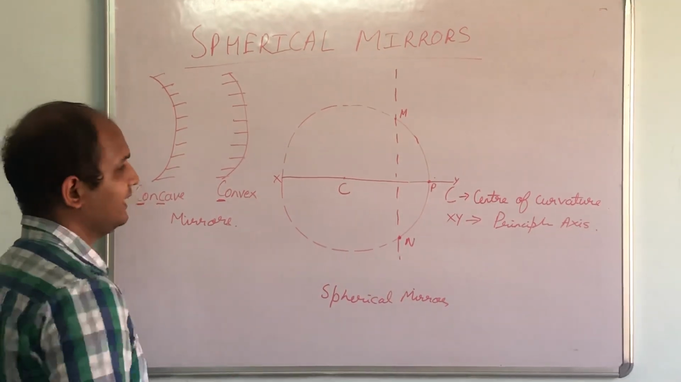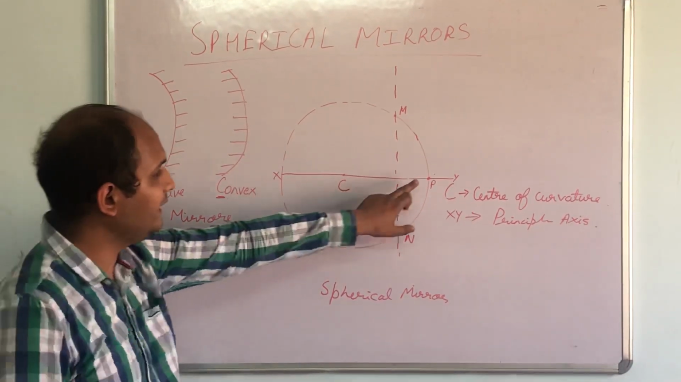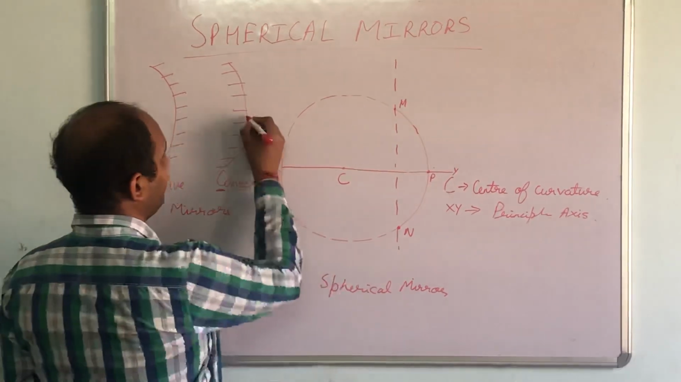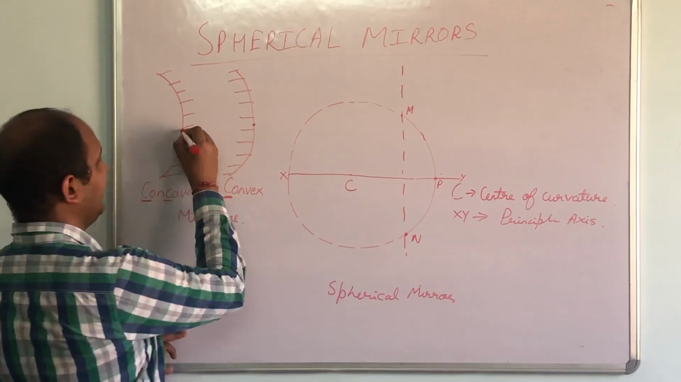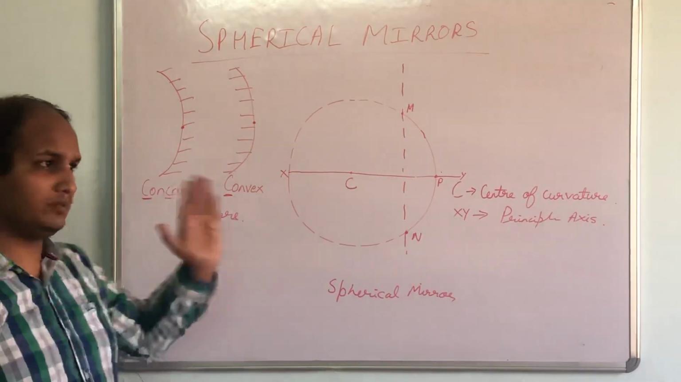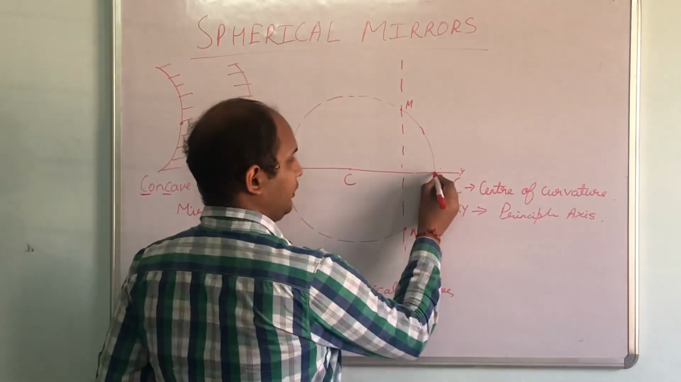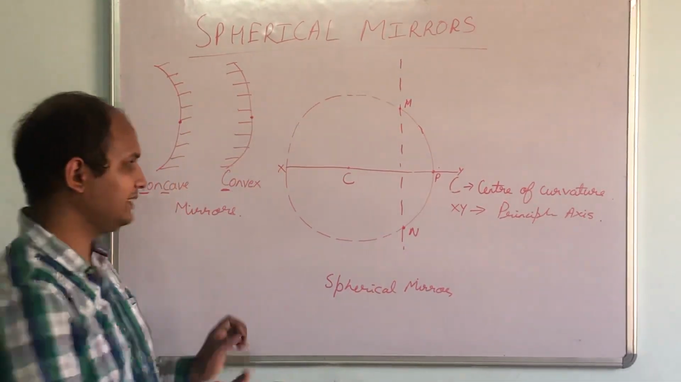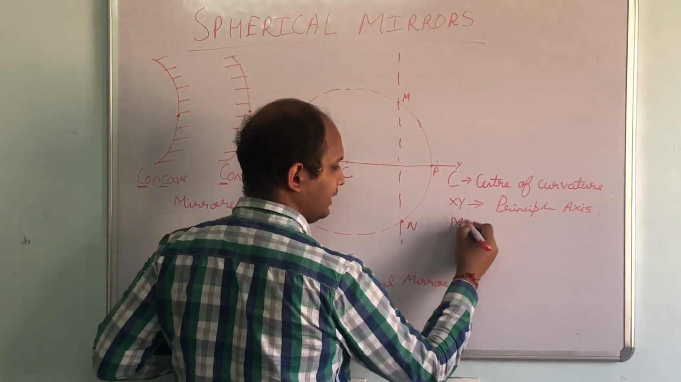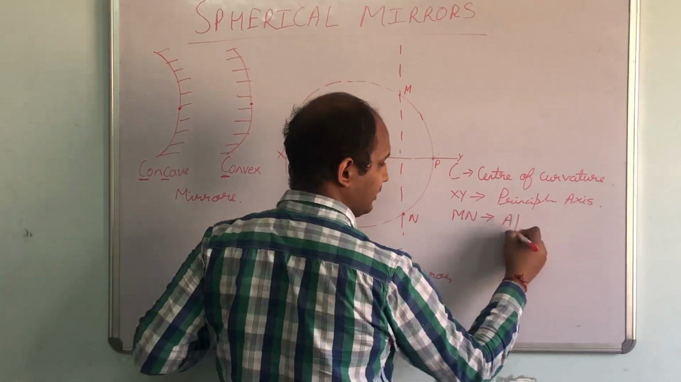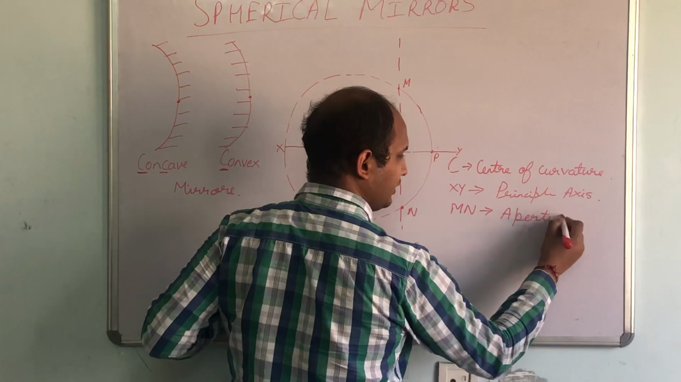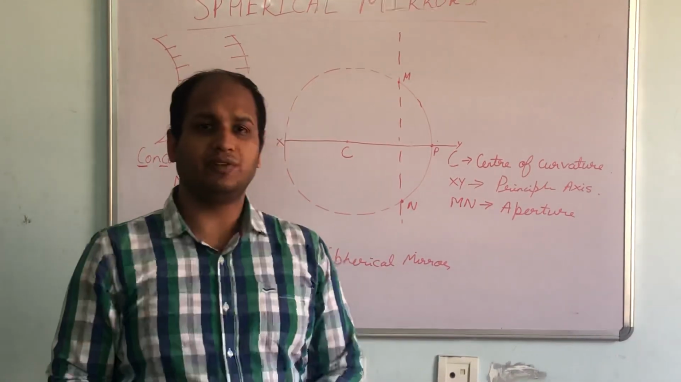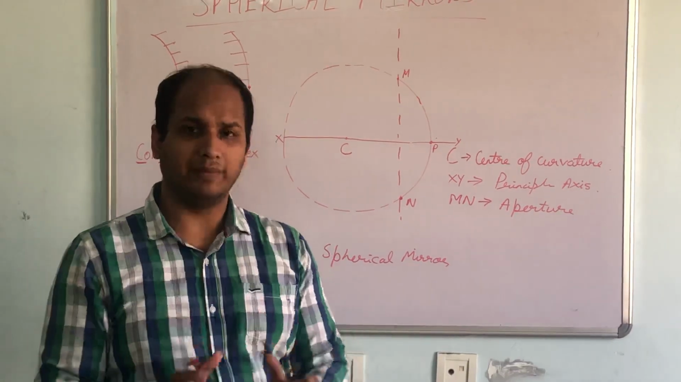Okay. Now the second thing is this part, the pole. Now the pole is basically the center point of the mirror. Here it's here and here. This point is known as the pole. And what is this MN? This MN is basically the aperture. MN is the aperture. What is aperture now? Aperture is basically the reflecting surface or reflecting part of the mirror.